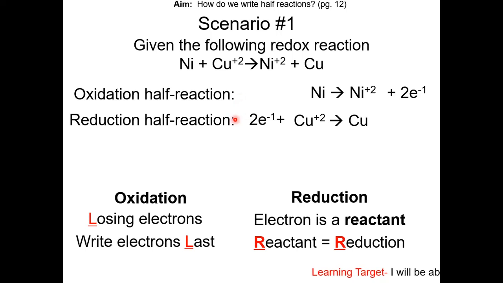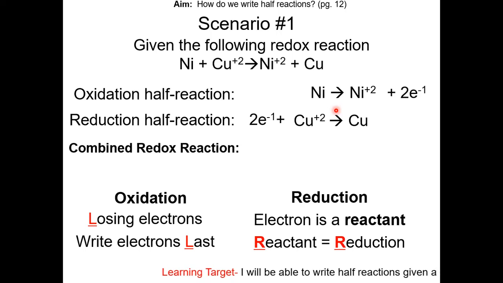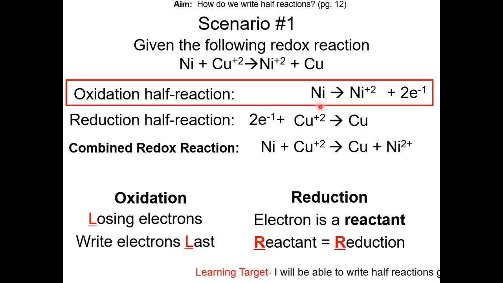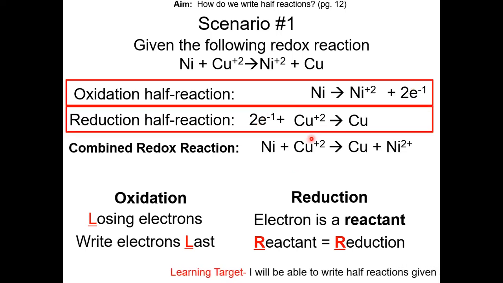Notice in both half reactions, the law of conservation of charge is observed. The charge of the reactant side is 0. The charge of the product side is also 0. If we combine both half reactions, we get back the original redox reaction. So in this redox reaction, there's a transfer of 2 electrons. The nickel loses 2 electrons, and the copper gains 2 electrons. In each equation, the law of conservation of mass and charge is observed.